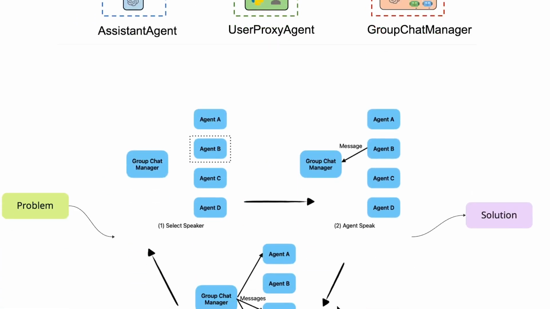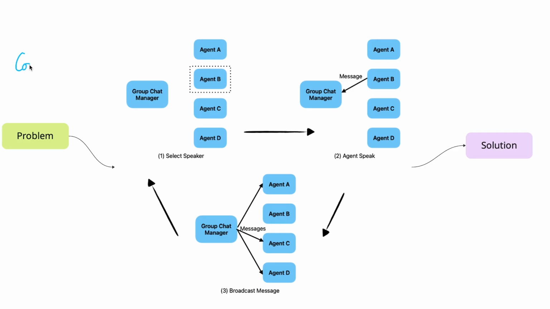Let's say that we are dealing with a complex problem which involves multiple agents, not just a couple of agents. There are four different agents that are pictorially represented here. The group chat manager orchestrates all these different agents and tries to come up with a solution for the given problem. The group chat manager typically selects what could be the next speaker among all these agents. So it selected agent B to be the next speaker. Agent B sends back the message to the group chat manager. After receiving the message, the group chat manager broadcasts the same message to the remaining agents.